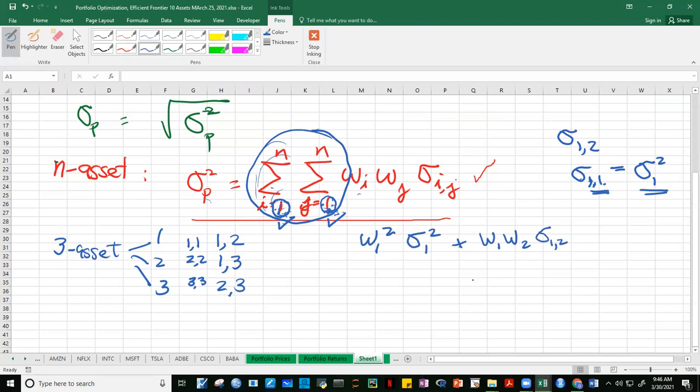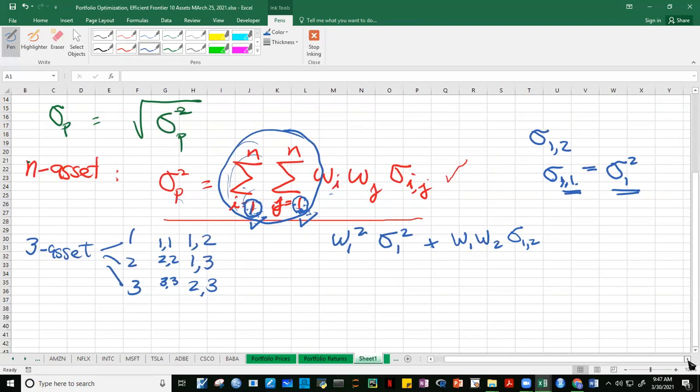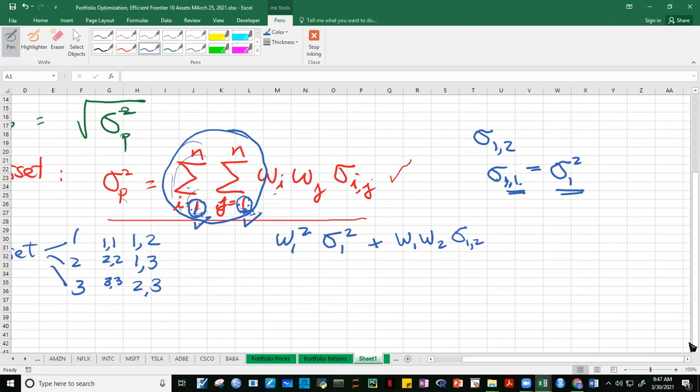Yan. Okay? Clear? Clear, sir. Ina-explode lang natin tong formula na to. No? Okay, next. Ano yung susunod? 1 and 3. So, plus lang. Plus, weight of 1 times weight of 3 times covariance of 1 and 3. Yan. Okay, 1 and 3.